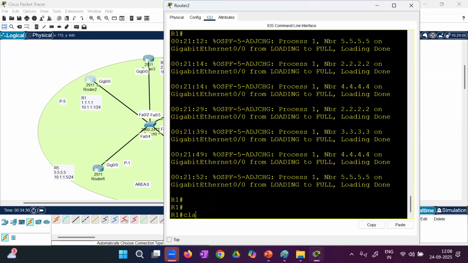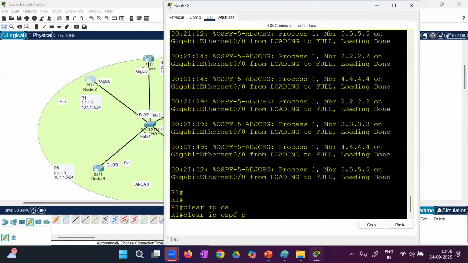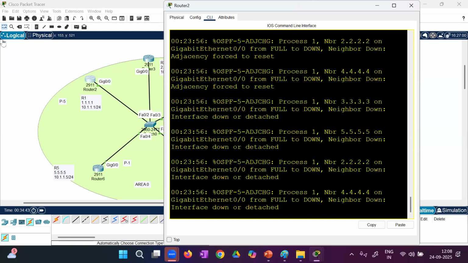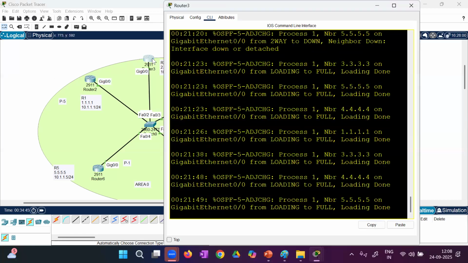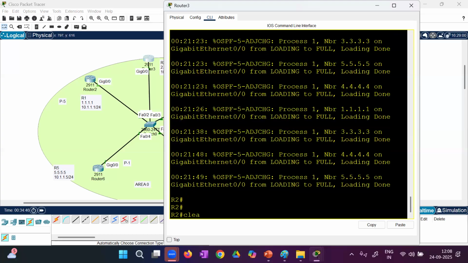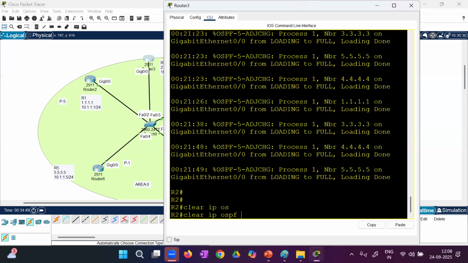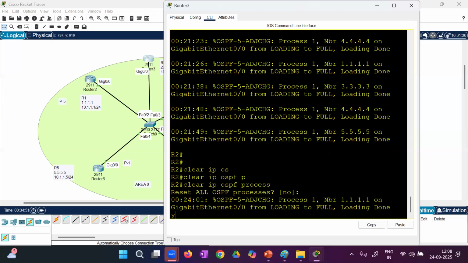Clear. IP OSPF process, yes. Then again do it here also. Here, IP OSPF process, yes.